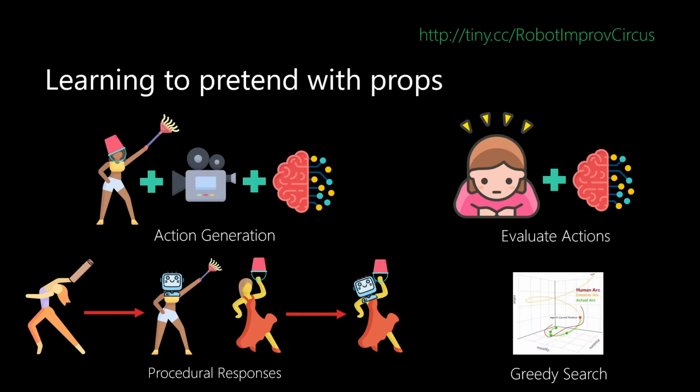Finally, using these strategies, the agent could generate as many action variations as time permitted, then evaluate them, and finally choose the one closest to the target creative arc.